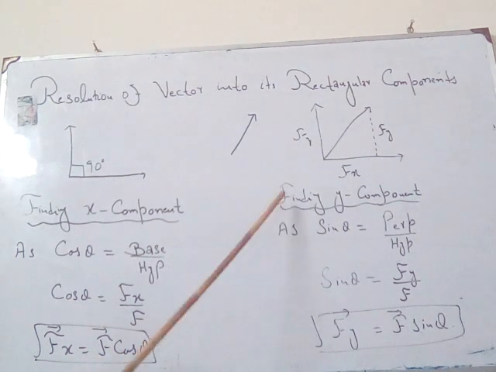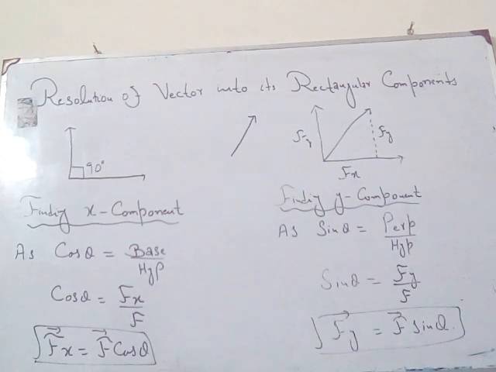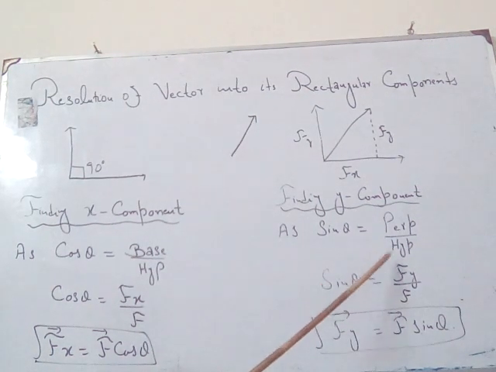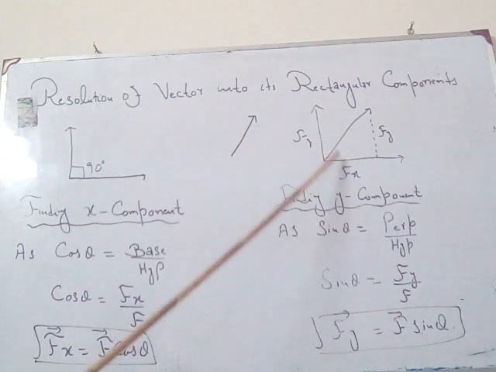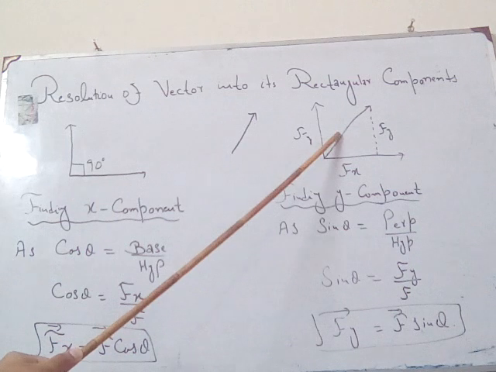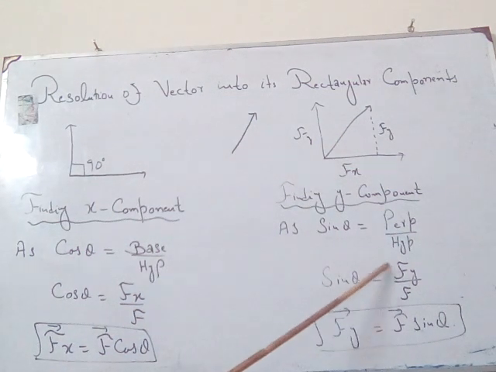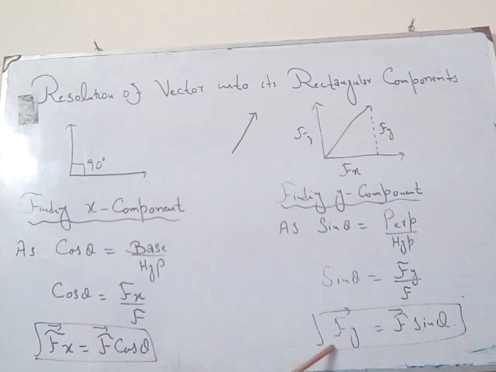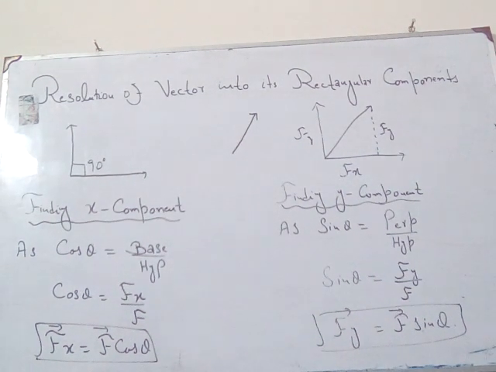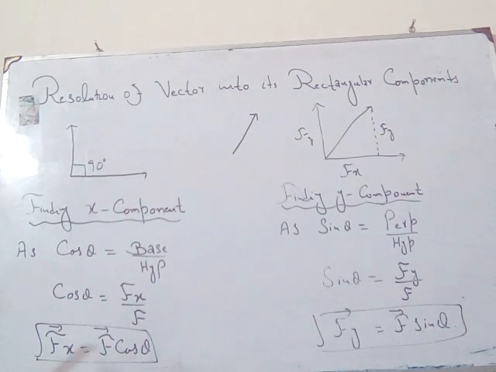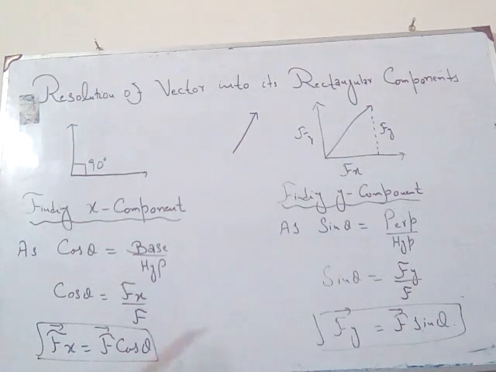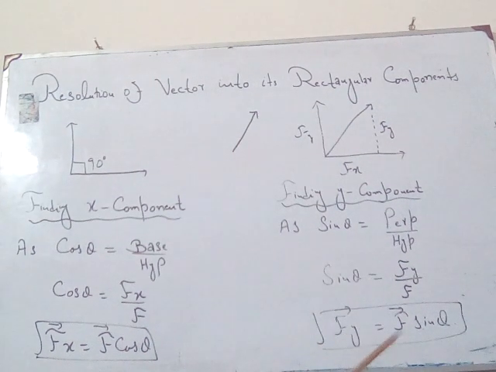Similarly, to find the y component, we will use the trigonometric ratio sin theta is equal to perpendicular divided by hypotenuse. Here the perpendicular is Fy and the hypotenuse is again the vector F. Putting in the values, sin theta is equal to Fy divided by F. From here Fy is equal to F sin theta. So in this way we have found two components: the Fx component, which is F cos theta, and the Fy component, which is F sin theta.